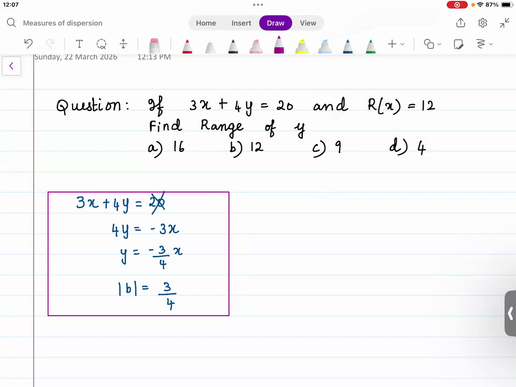Now what's the relation between range of y and range of x? Range of y is equal to modulus b into range of x. So range of y is equal to 3 by 4 into range of x, which is 12. So what we'll get, range of y is equal to 3 by 4 into 12, which is 9. So which option? Option C is the correct answer.